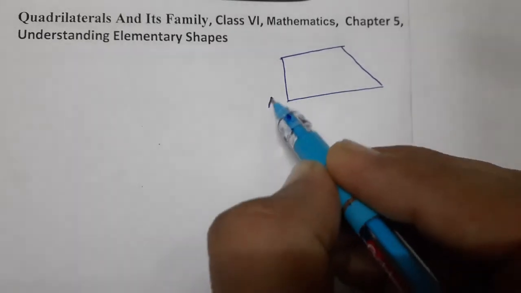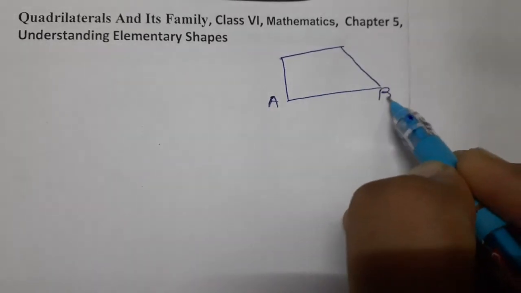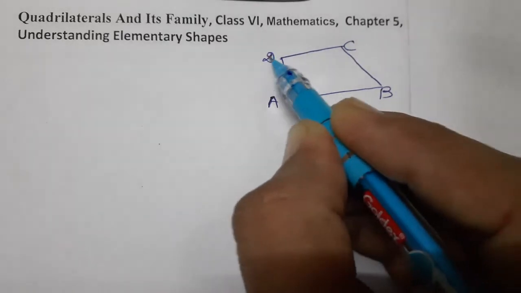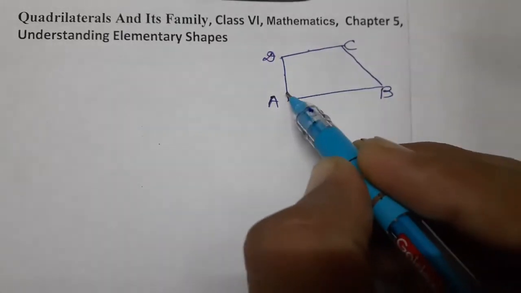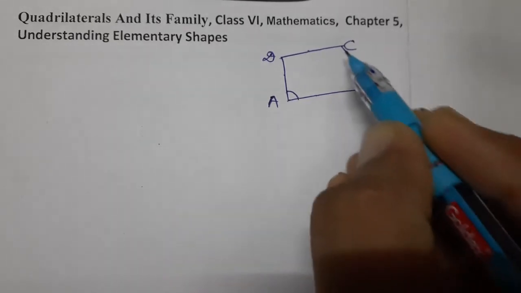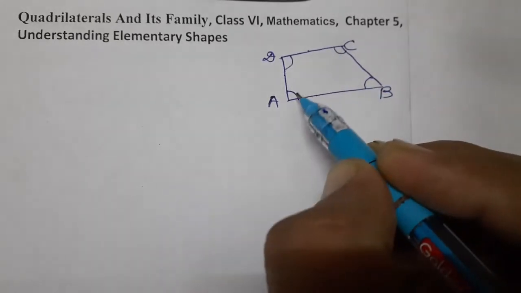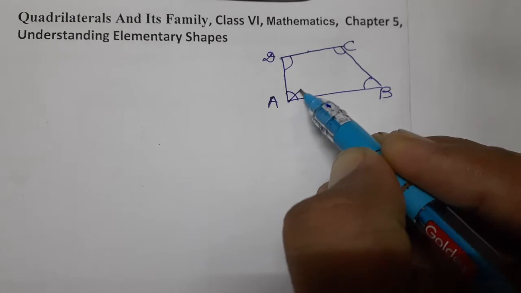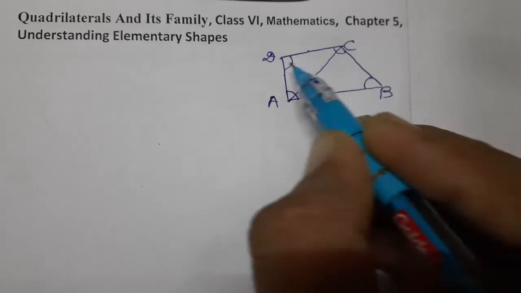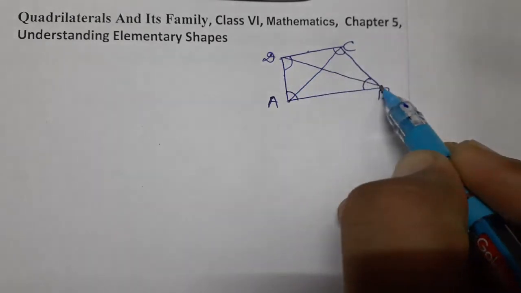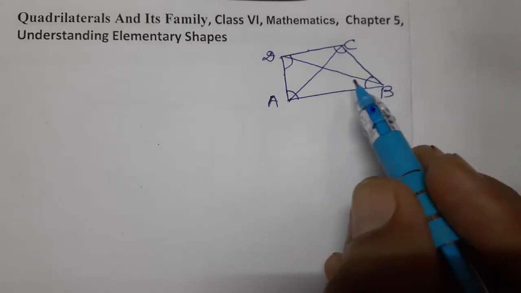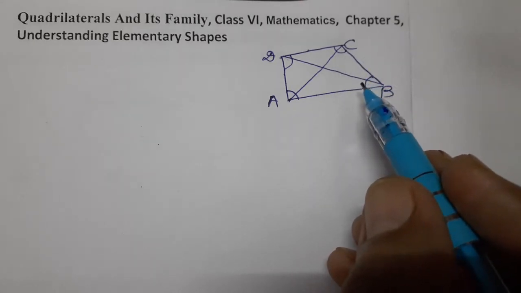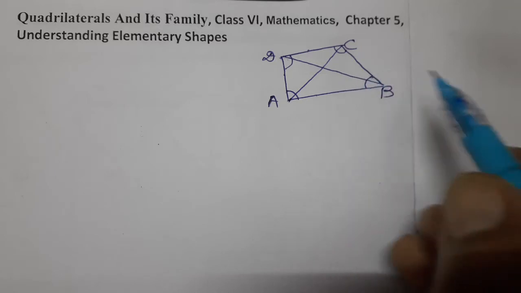So I have made a simple quadrilateral ABCD. It has four sides AB, BC, CD and AD. Four angles, angle A, angle B, angle C, angle D, and two diagonals, AC and BD. So we have studied this in chapter number 4. You can refer to the previous video of chapter 4 on quadrilaterals.